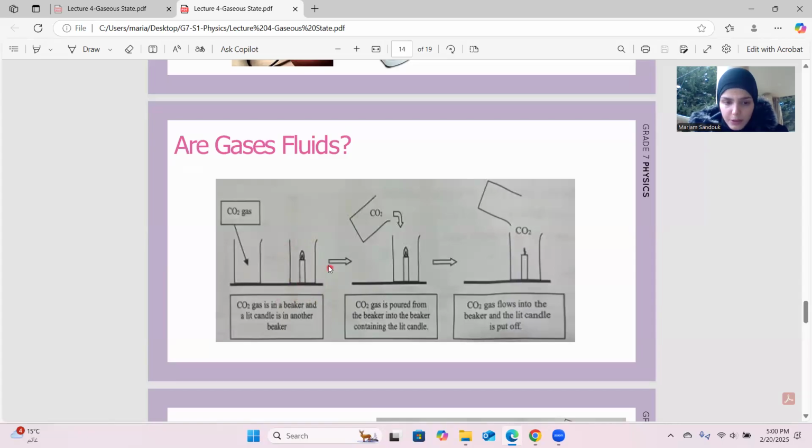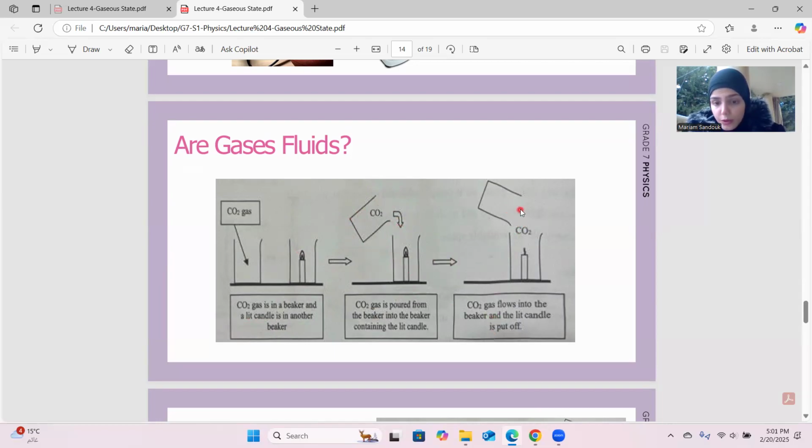And we have in the second beaker a candle which is lit. So it's lit and it's burning. So CO2 gas is in a beaker and a lit candle is in another beaker. Now, I want to pour this CO2 from this beaker into the beaker containing the lit candle.